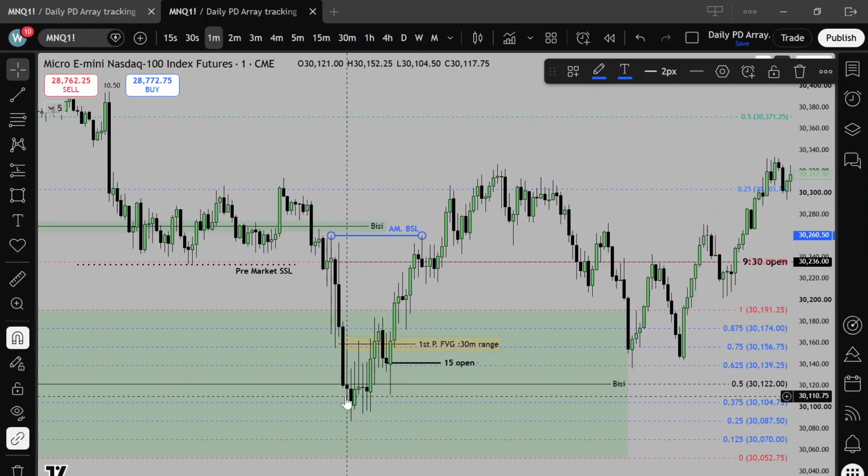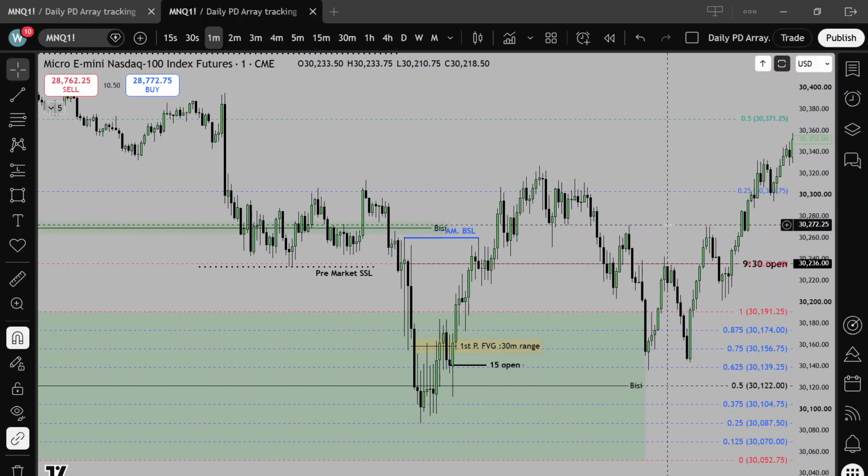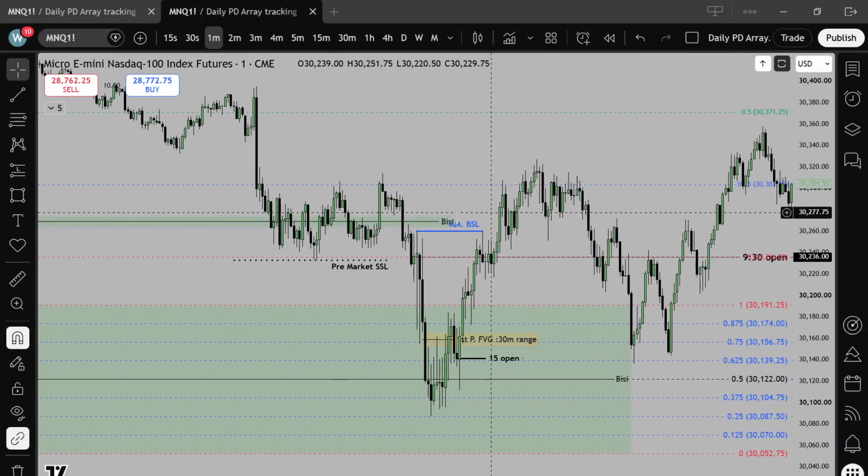So if the first 15-minute candle and the open of the second 15-minute candle is not able to get below, or even down to touch the consequent encroachment of that buy side imbalance, sell side inefficiency, that's an extremely bullish signature.